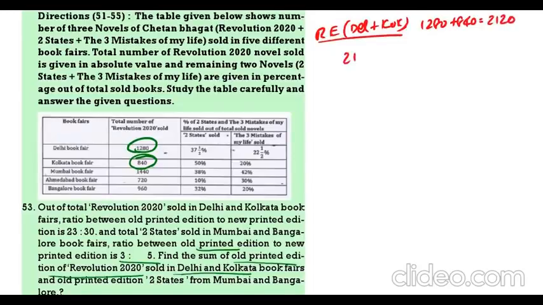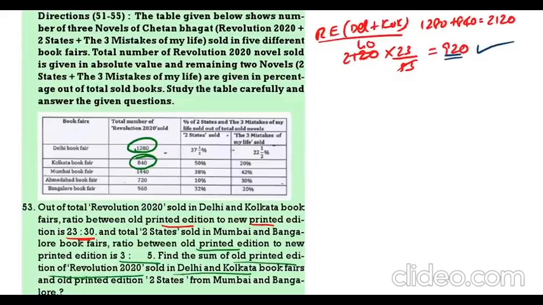2120. In this, old to new is 23:30. So old means 23 by 53. That is how much we are going to get? 920. This is 920. This is one value.